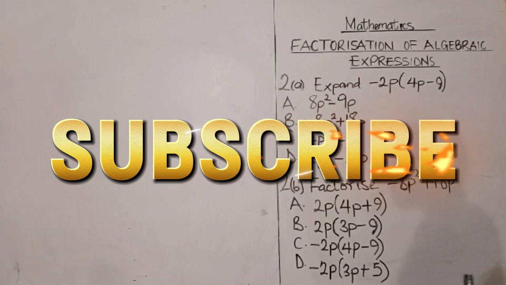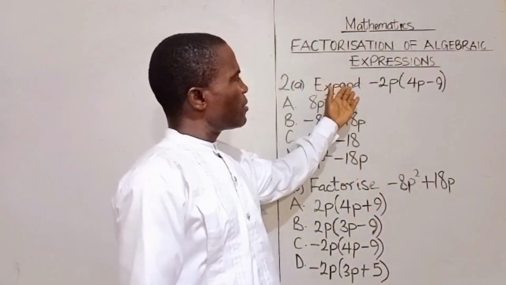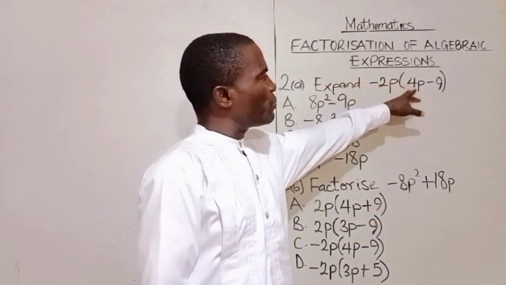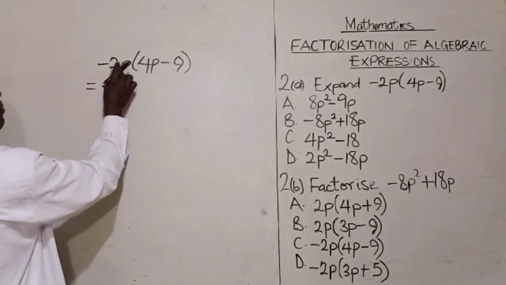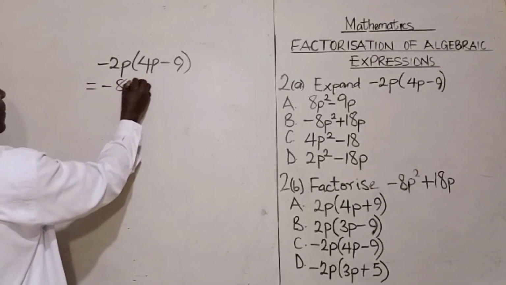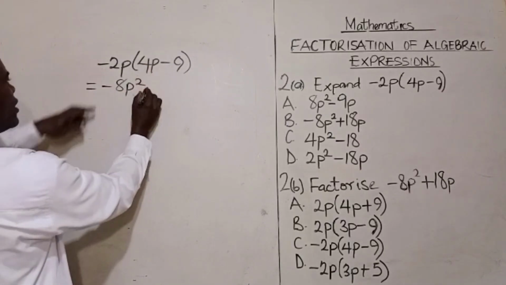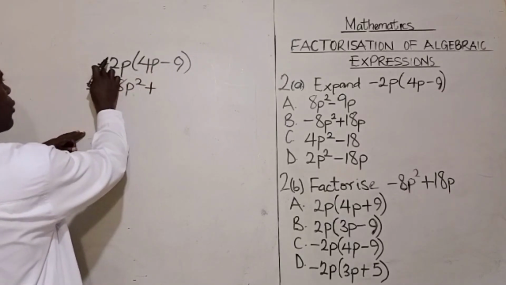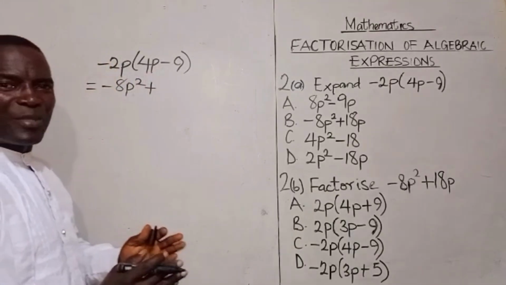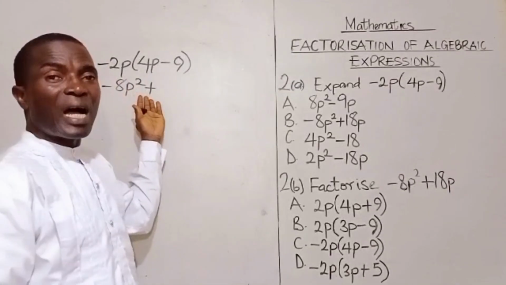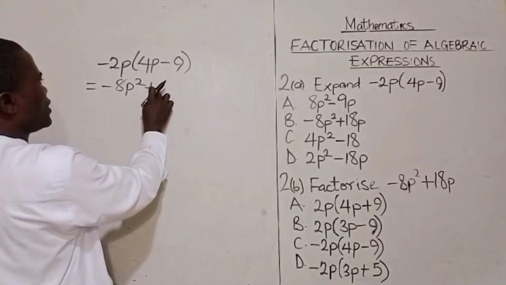We want to look at example 2. Here the question says expand minus 2p into bracket 4p minus 9, close the bracket, plus 8. p times p, that is p squared. Now again we proceed. Minus times minus gives us plus, because when minus and minus fight, no one will agree to accept defeat until plus comes and settles the dispute for the two of them. That is why we say minus times minus is plus.